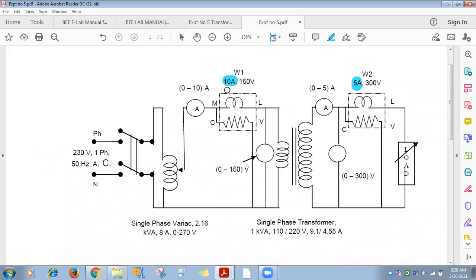Okay, so see here the circuit diagram. Here for the first wattmeter I have written 10 ampere, means the plates are connected in parallel. On the secondary, current range I have written 5 ampere, means obviously the plates are connected in series. Okay, why here only in parallel and why here only in series?